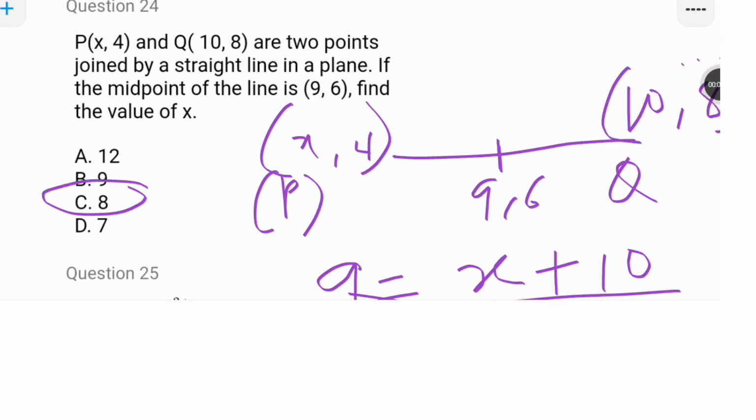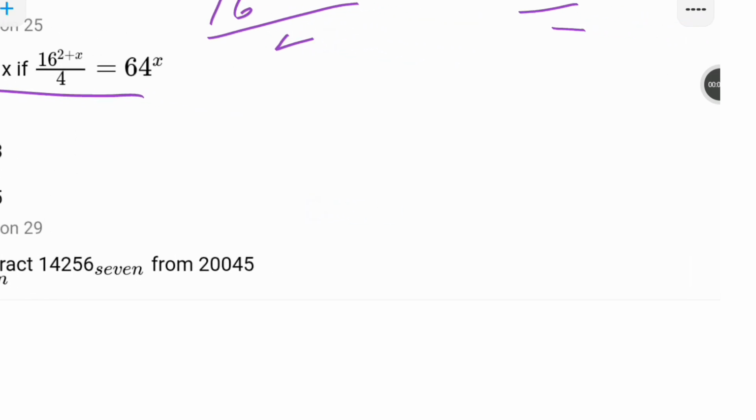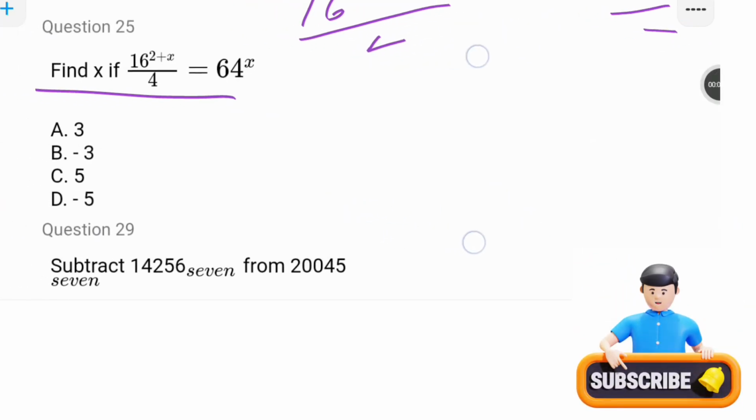So x is 8. So for the next one here, you have to find x if 16 raised to the power 2 plus x over 4 is equal to 64. So if you want to solve this question, it's very easy.